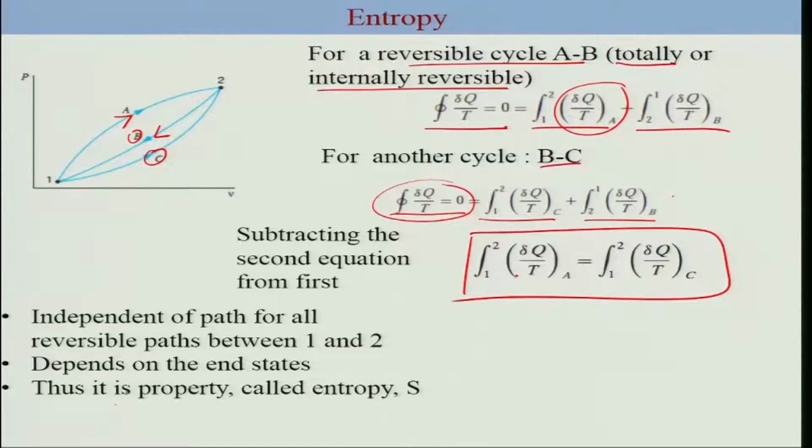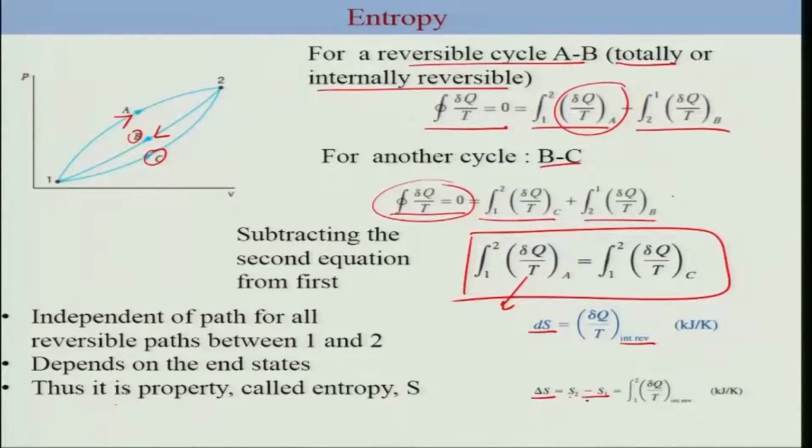This expression just depends on the end points, and this is what we call entropy, because it is independent of path for all reversible paths from 1 to 2. So we write this expression in terms of del S: del S is nothing but del Q by T. This could be for totally or internally reversible, but considering only the system here, we look at internal reversible, and thus del S is simply del Q by T. If you can integrate this by having a relation between Q and T, you can find the change in entropy between states 2 and 1.